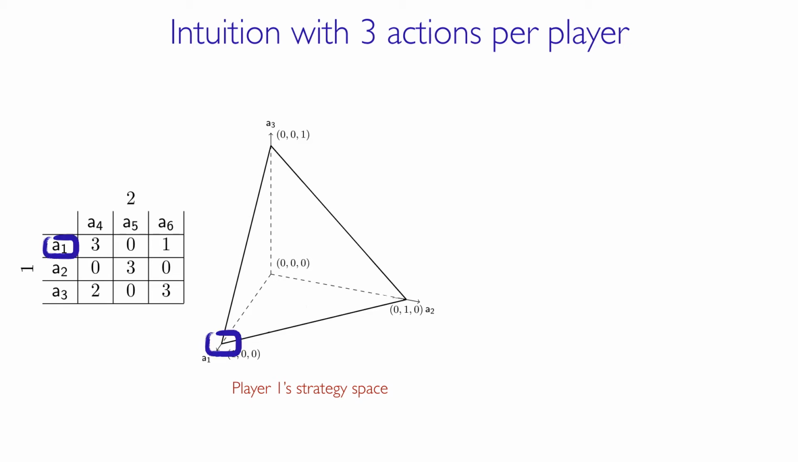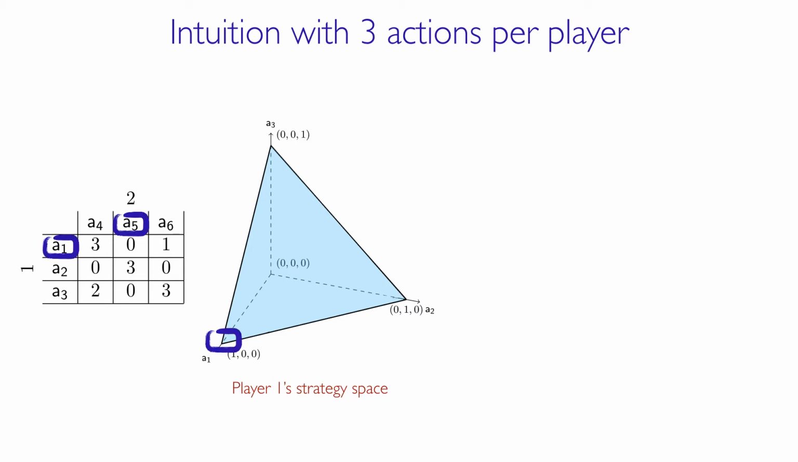We have S1 A1, S1 A2, we have S1 A3. However, we know that the strategies are constrained to sum to 1. As a result, the strategy space is the face in blue, that is a triangle.